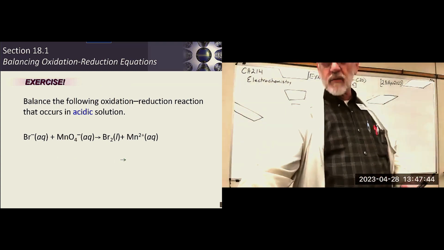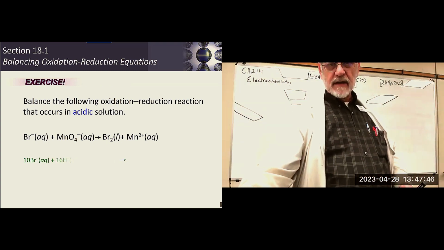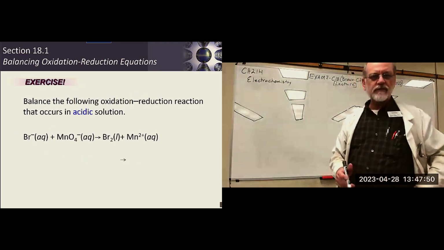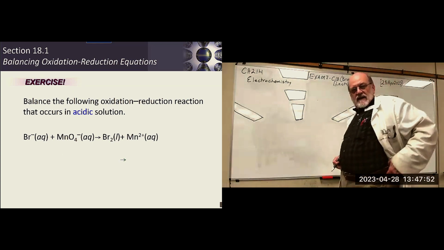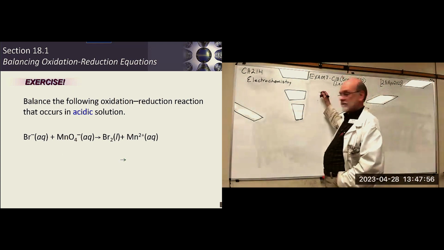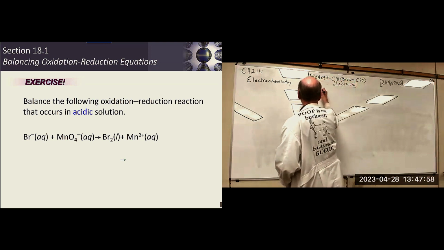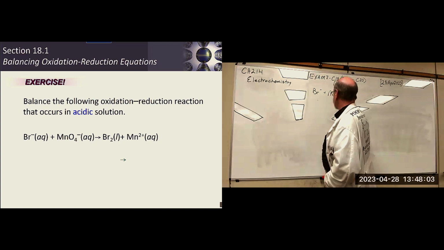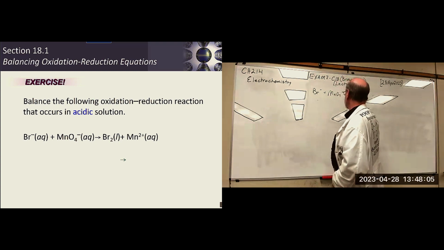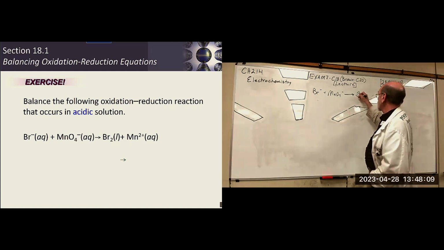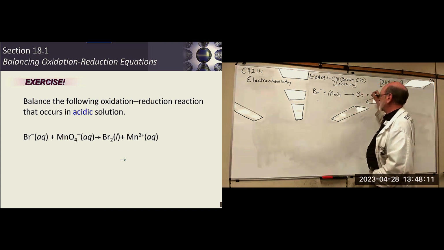Okay, here's another one. Oh, they're not going to do this one for us, so we have to do this one ourselves. Let's put it up here. Br minus, MnO4 minus yields Br2 and Mn2+.